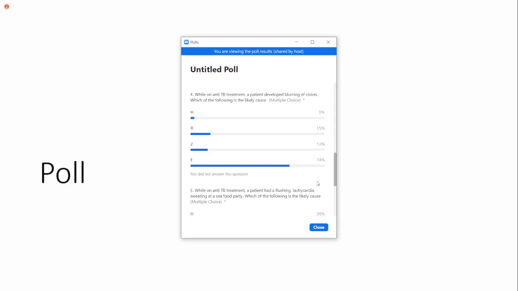Okay. While on anti-TB treatment, the patient developed blurring of vision. Obviously, this is the easiest of all the questions. And unfortunately, others have got some of that wrong as well. So that's bad. It's temporary.